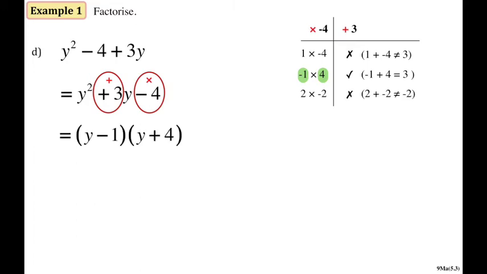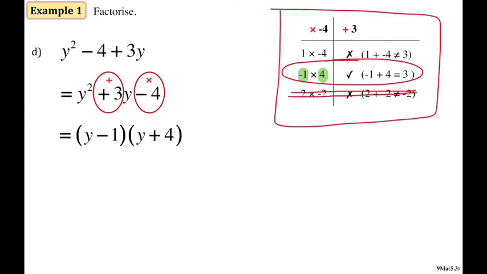Now, I've just written down here the other combination. I don't know why I wrote that. You could have tried 2 and -2, but it wouldn't have worked. And don't actually try them. Once you've got the answer, stop. And again, you don't even have to write any of this down if you can think about it in your head. So we've got our answer there, y take 1 and y plus 4. Could have been y plus 4 and y take 1, that's okay.